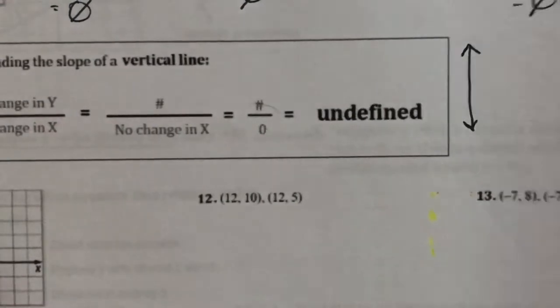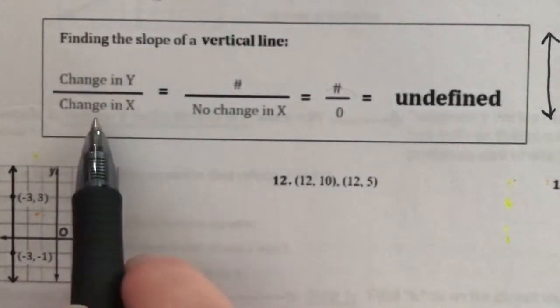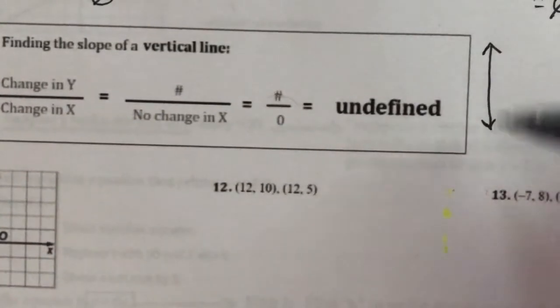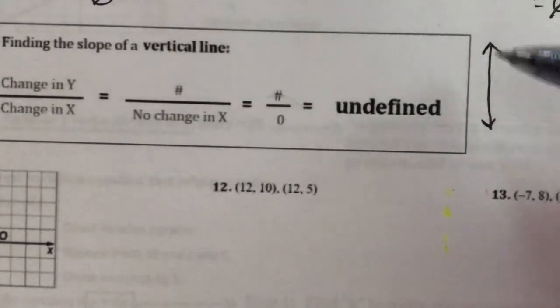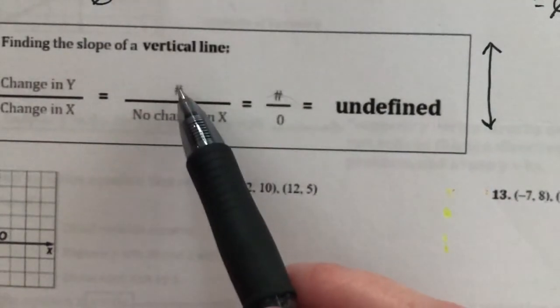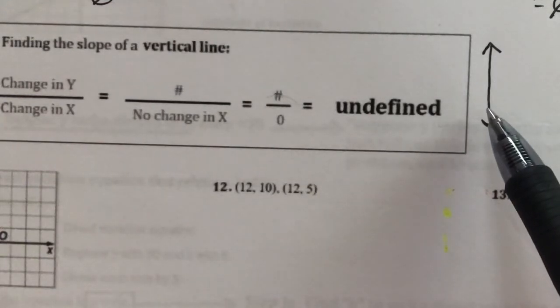It's up and down. All right, so if we think of it the same way, for slope, we find the change in y over the change in x. For a vertical line, the change in y is a lot, right? It's going to change. It goes up and down. It literally changes. So we're going to have some number on top, but the bottom is the change in x, or the run.